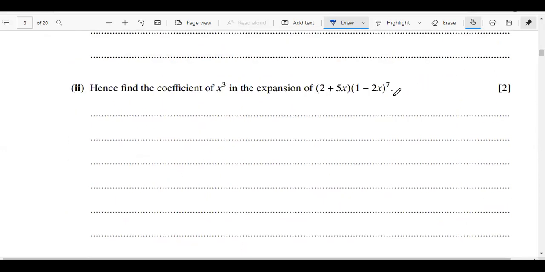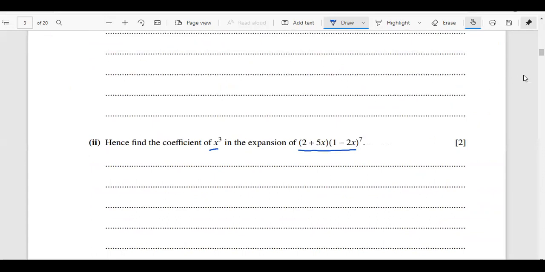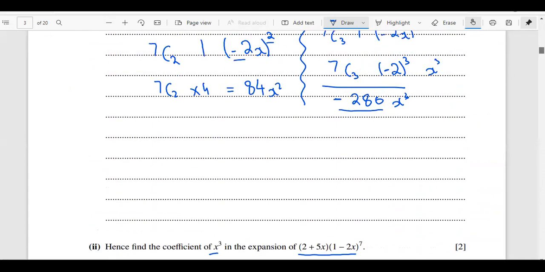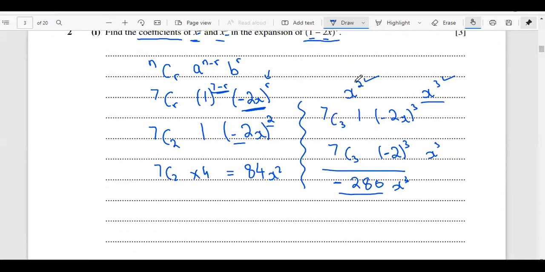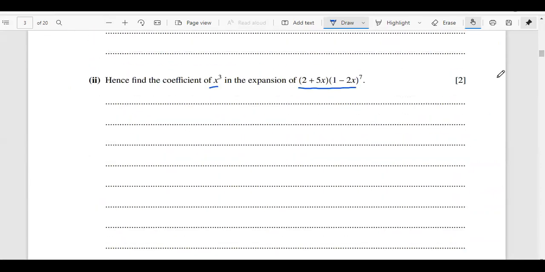Okay, this is the last question for today. Let's do this. Hence, find the coefficient of x cubed in the expansion of this. Now it is important, okay? First thing is that this is not a direct question. You won't be able to do it using this method. First, you need to think about it and only then you would be able to do it, okay? You need to find the coefficient of x cubed. What is going to give you the coefficient of x cubed?